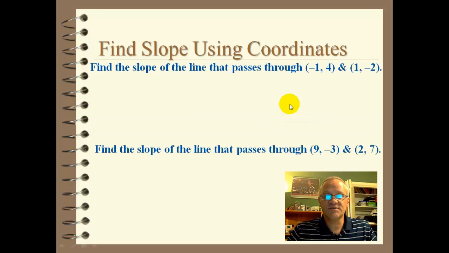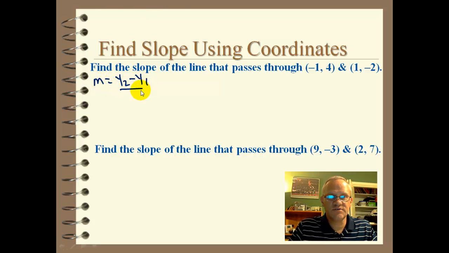All right, here's a couple of examples now. We've got 2 points on this first one. So now remember, our formula here is m equals y sub 2 minus y sub 1 over x sub 2 minus x sub 1. Okay, that's our formula. So what does this mean? We're going to take the second y and subtract the first y.